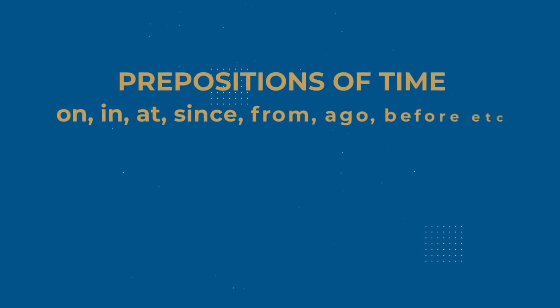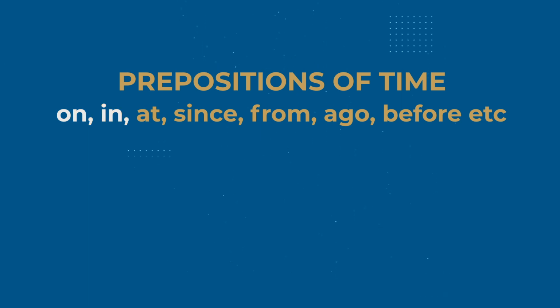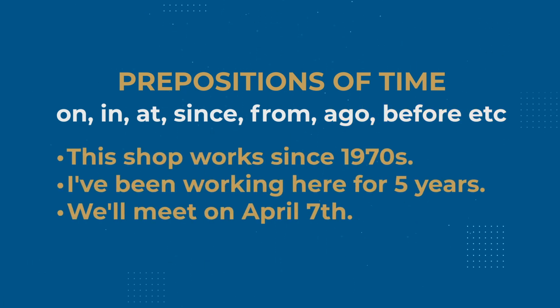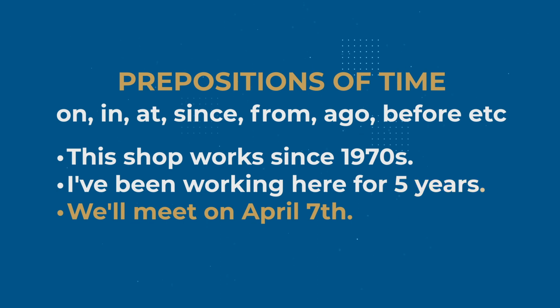So, if I need to talk about prepositions of time, we have on, in, at, since, from, ago, before, etc. For example, this shop works since 1970s, or I have been working here for 5 years. We will meet on April 7th. So, these all examples come under the topic prepositions of time.